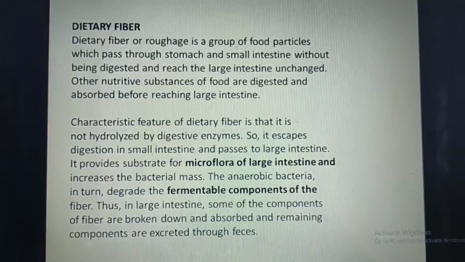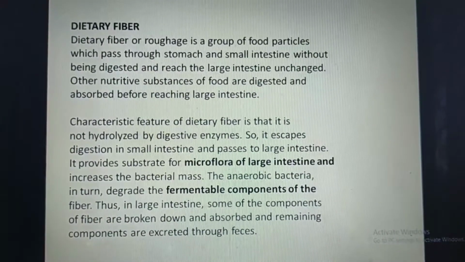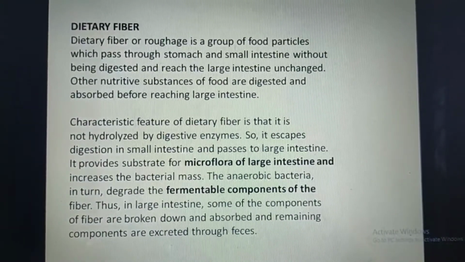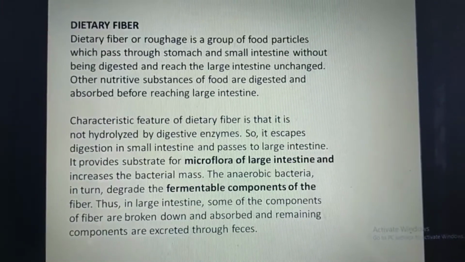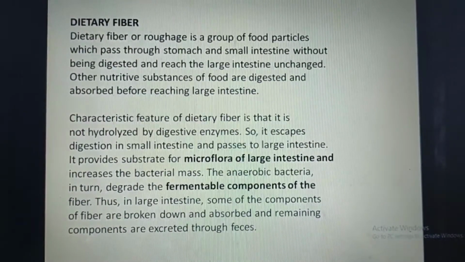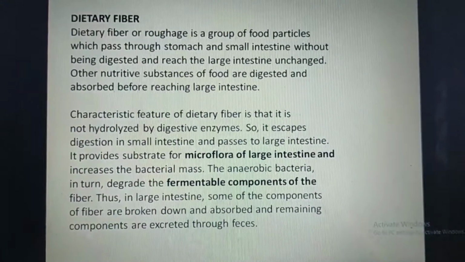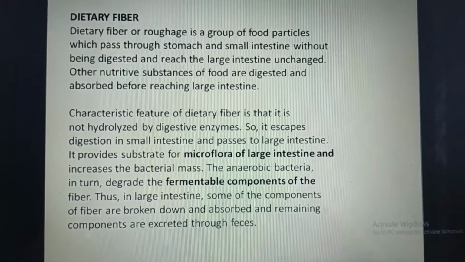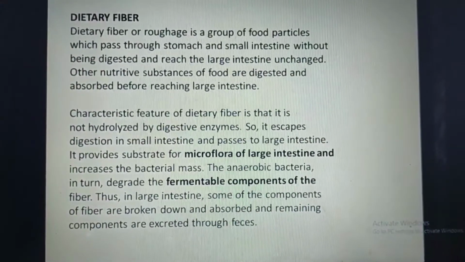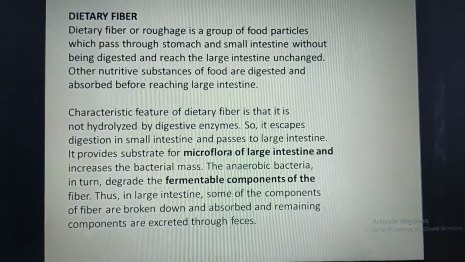Dietary fiber. Dietary fiber is a group of food particles which pass through stomach and small intestine without being digested and reach the large intestine unchanged. Other nutritive substances of food are digested and absorbed before reaching the large intestine. Characteristic feature of dietary fiber is that it is not hydrolyzed by digestive enzyme. So it escapes digestion in small intestine and passes to large intestine.